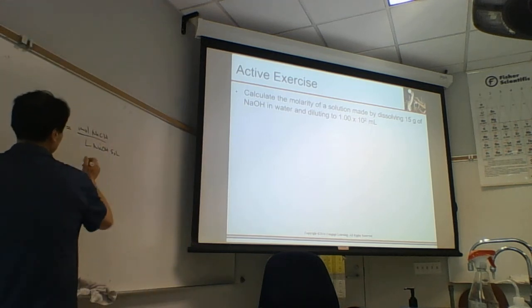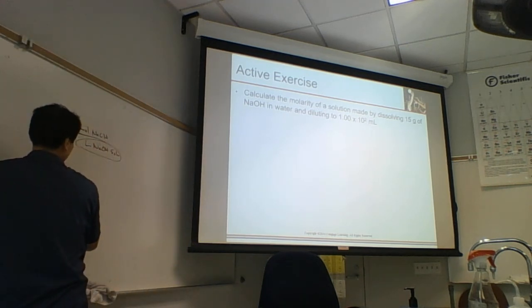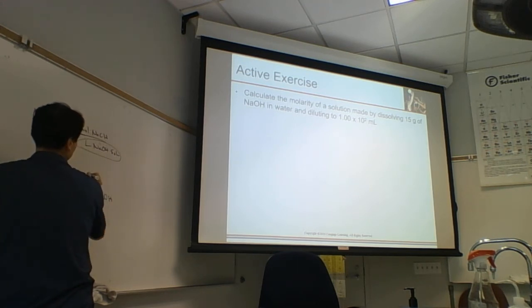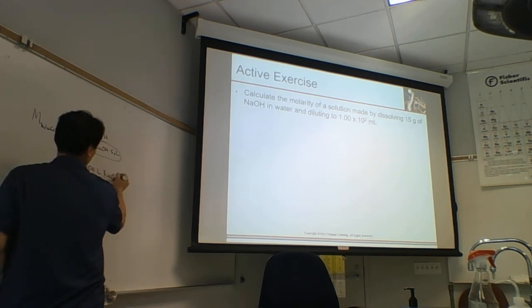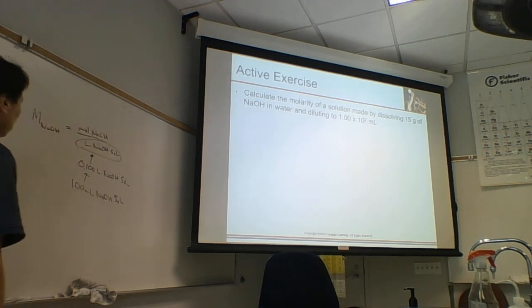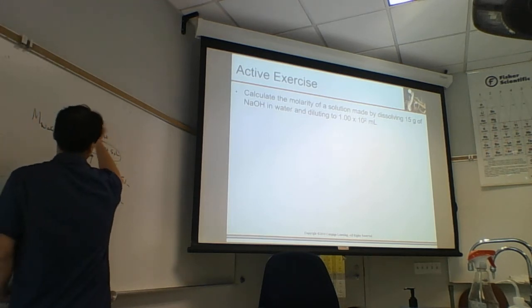And so the volume of the solution here is 100 milliliters, but we have to convert it to liters. So 100 milliliters is equivalent to 0.100 liters. And so we have 0.100 liters of sodium hydroxide solution, and that goes here. And so we have half of the molarity done. The other half is the moles.